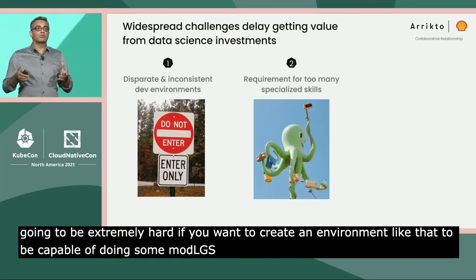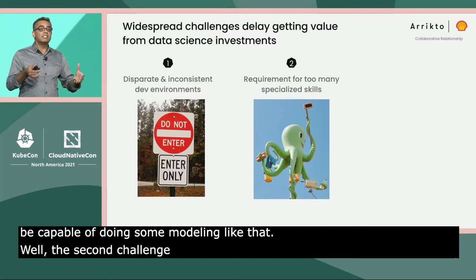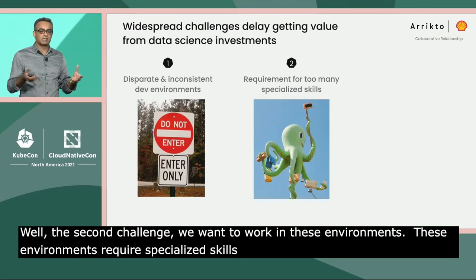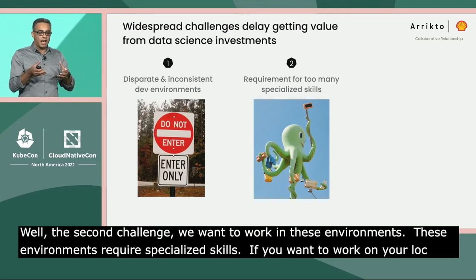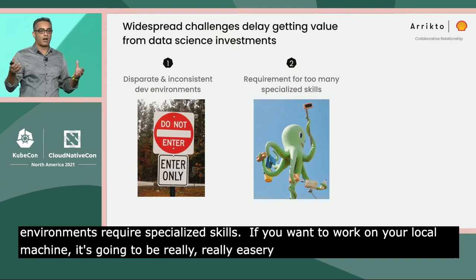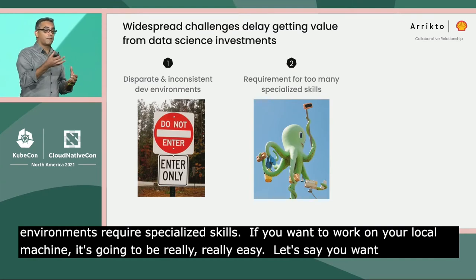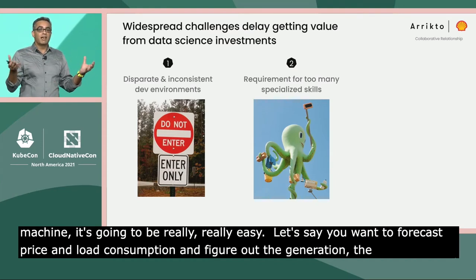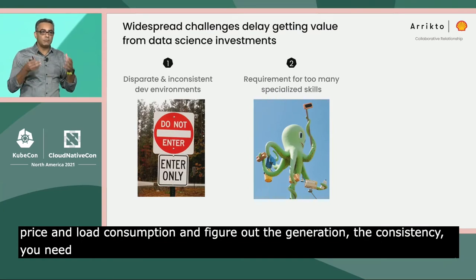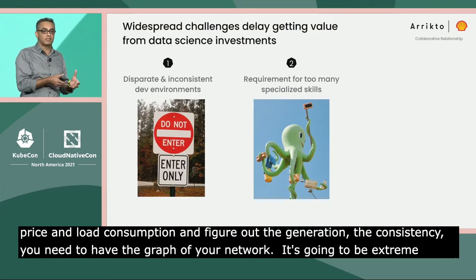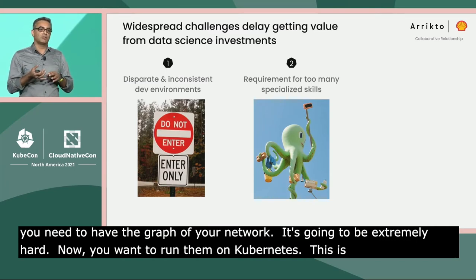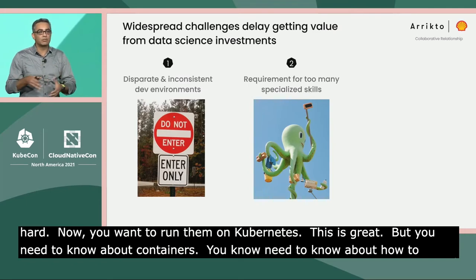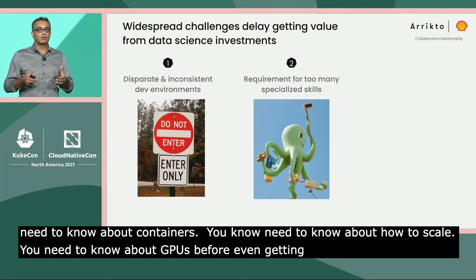Well, the second challenge, we want to work in these environments. These environments require the specialized skills. Look, if you want to work on your local machine as a simple model, it's going to be really, really easy. But when you want to go and grab these data sets, let's say you want to forecast price, you want to create load consumption, you want to figure out weather, you want to figure out the generation, the consistency in the grids, you need to have a graph of your network, and you need to combine and get the data. It's going to be extremely hard. And now you want to run them on Kubernetes. This is great, but before that, you need to know about containers, you need to know about how to scale, you need to know about GPUs before even getting to the modeling. This can take very, very long time, it's very challenging.